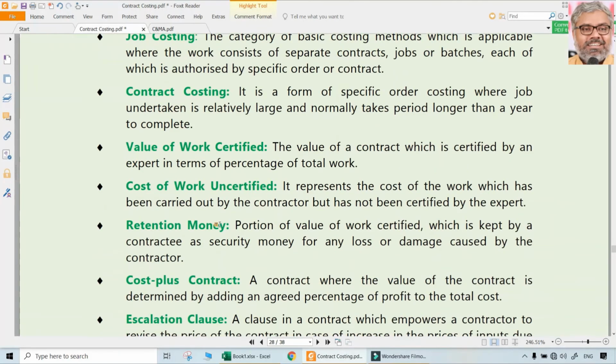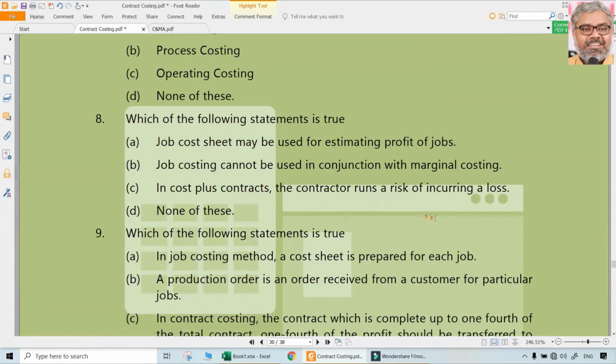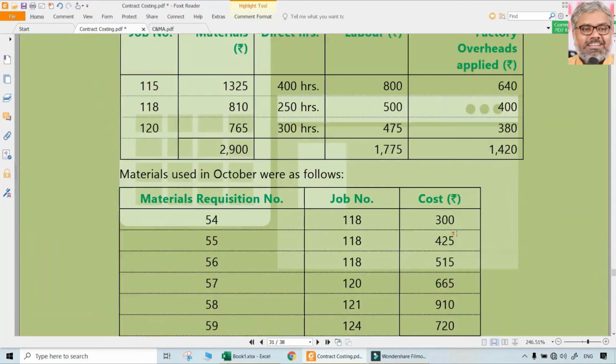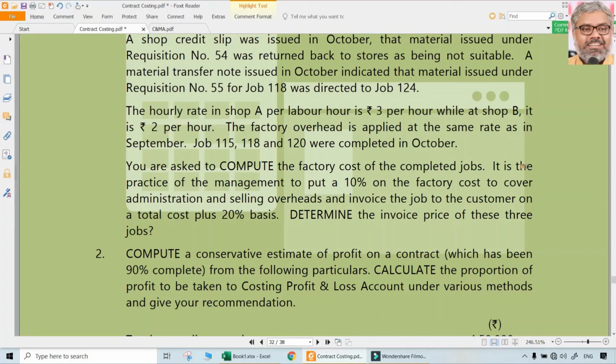That's it. That is about some of the illustrations in the contract costing, and we'll solve some more questions also at the end of the chapter.